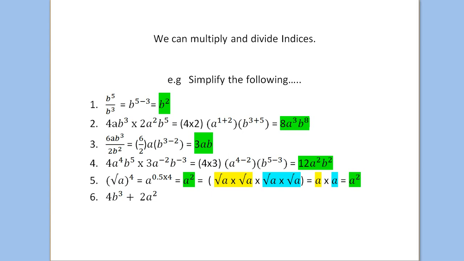So for the numbers, we have 4 times 2, which is 8. A gives us a to the 1 plus 2, which is a cubed, and b gives us b to the 3 plus 5, which is b to the 8. So the final answer is 8a cubed b to the 8.